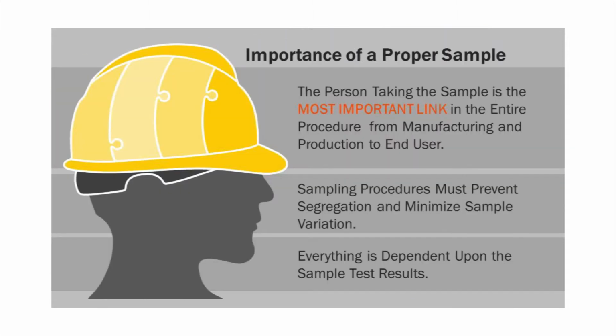The Level 1 technician is the most important link in the quality control chain. Sampling procedures must prevent segregation and minimize sample variation. Everything is dependent upon the sample test results.